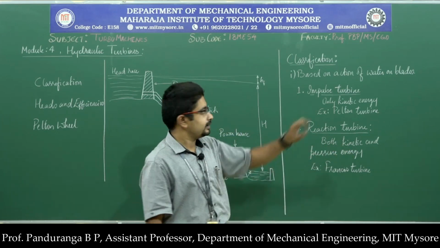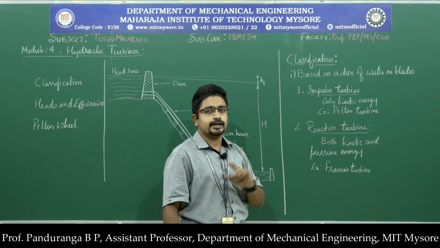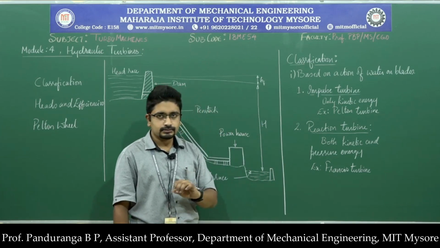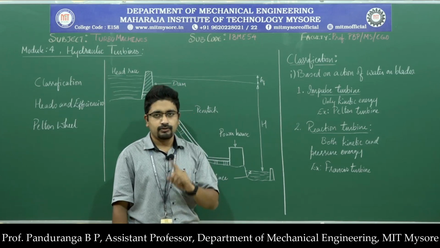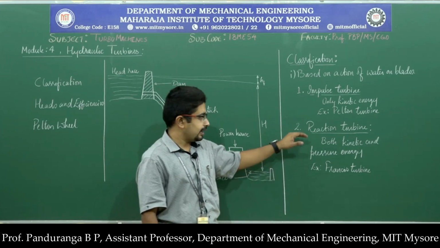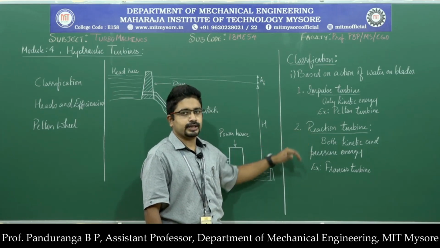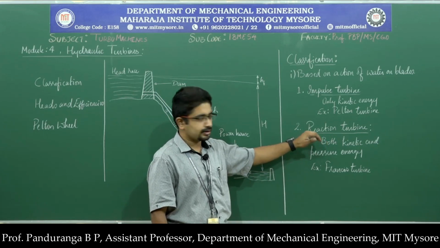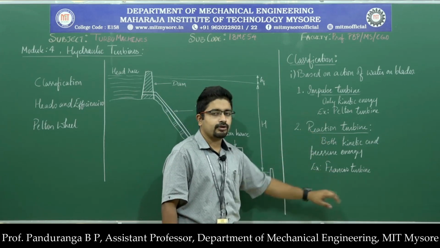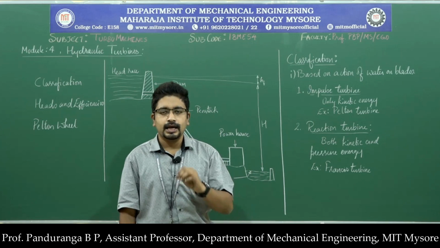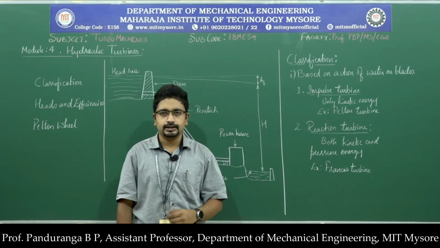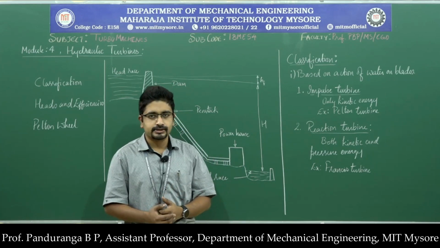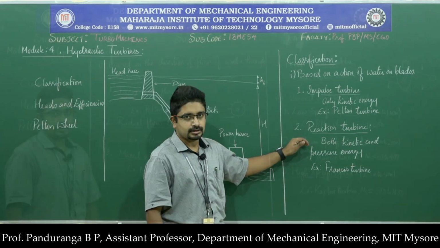For an impulse turbine, the degree of reaction is 0. For a pure reaction turbine, the degree of reaction is 1. So, the value of degree of reaction varies from 0 to 1. Okay. And the best examples for a reaction turbine are Francis turbine, Kaplan turbine, and propeller turbine. All these are examples of a reaction turbine.